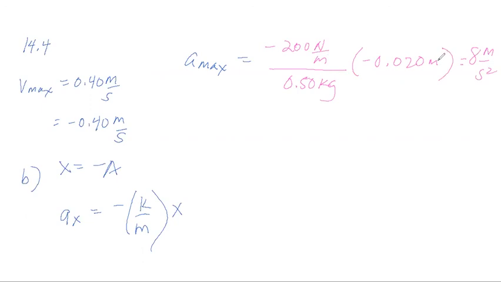And the minimum is when x is positive A. So that's going to be just simply 0.020 meters. That's the only difference. This all remains the same. It's going to be equal to negative 8 meters per second squared.